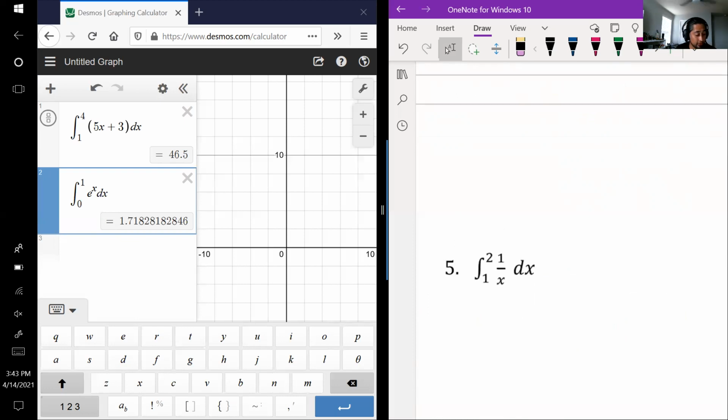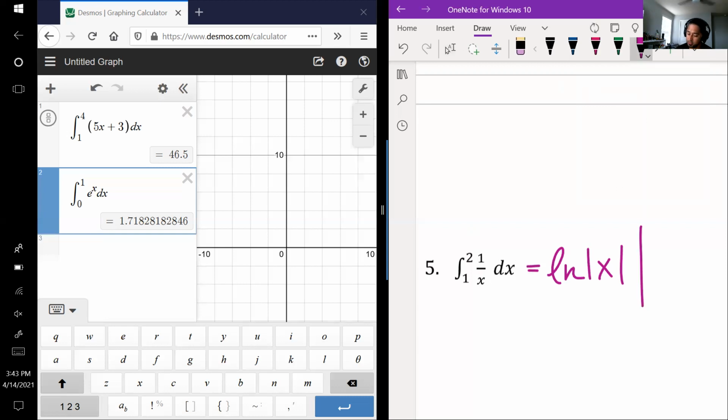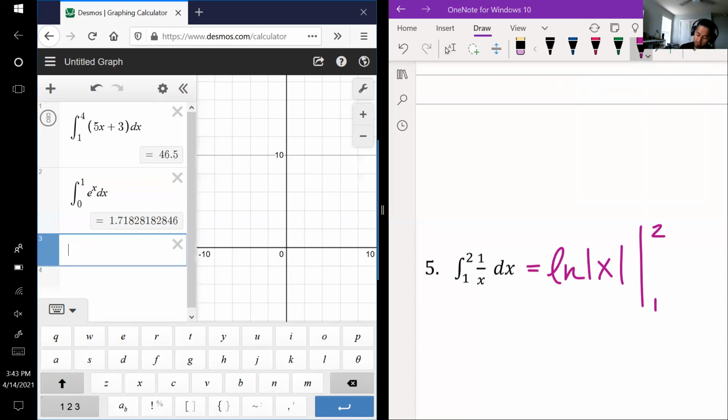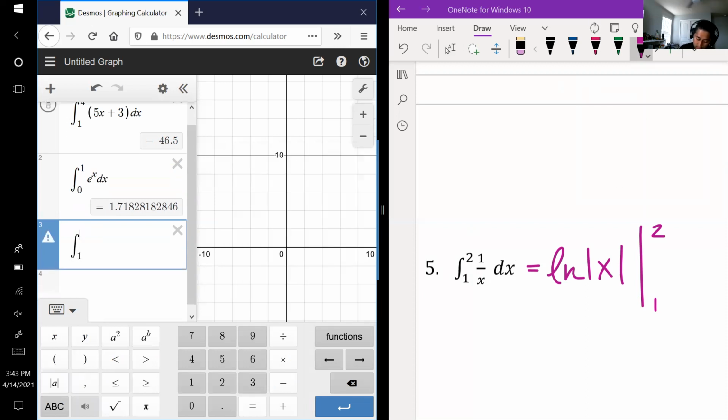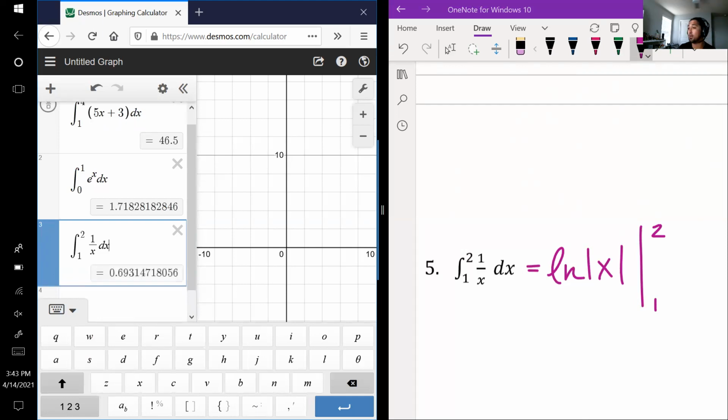5, the integral from 1 to 2 of 1 over x dx. Okay. So again, we have the antiderivative of 1 over x is the natural log of the absolute value of x, which we evaluate from 1 to 2. Okay. So come back to Desmos. The integral from 1 to 2 of 1 over x dx. And there you go.